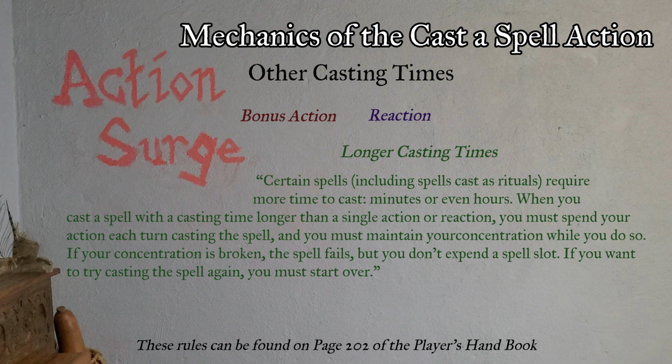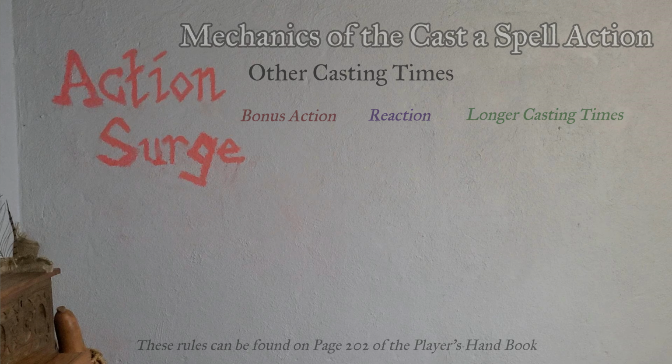When you cast a spell with a casting time longer than a single action or reaction, you must spend your action each turn casting that spell, and you must maintain your concentration while doing so. If your concentration is broken, the spell fails, but you don't expend the spell slot. If you want to try casting the spell again, you have to start over from the beginning of the time limit. Longer casting times are important to understand for ritual spells. You can read more about ritual spells on page 201 and 202 of the Player's Handbook.